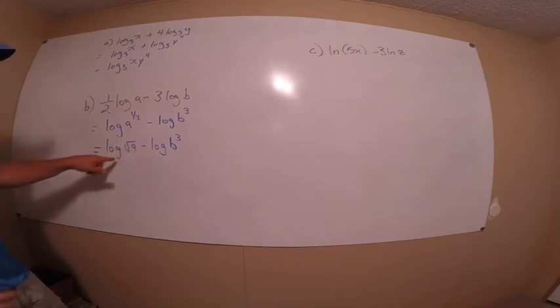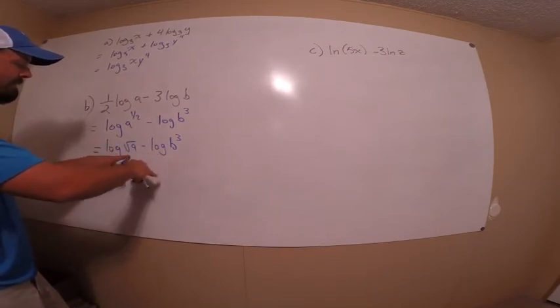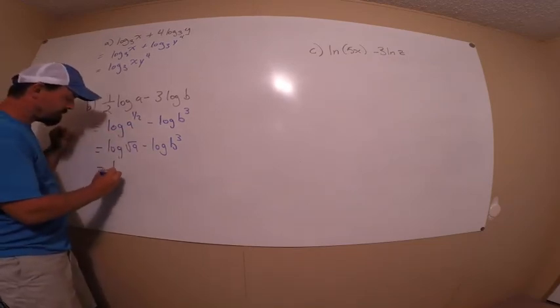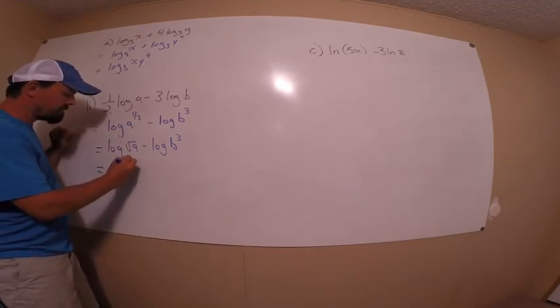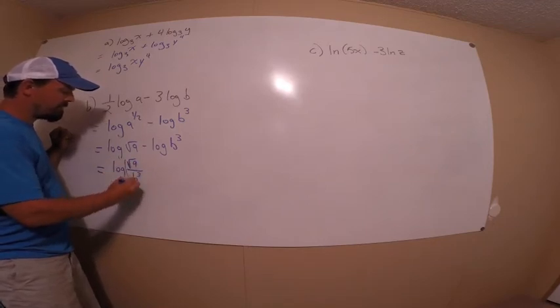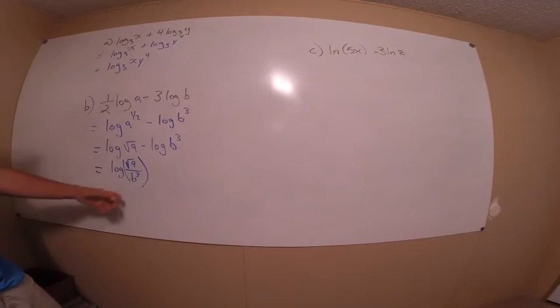Now, this subtraction here, I've got the logs by themselves and then the stuff on the inside. So this subtraction means I divide them. So I've got log of square root a over b to the 3rd, and that is all on the inside of that log. So that's your single logarithm there.